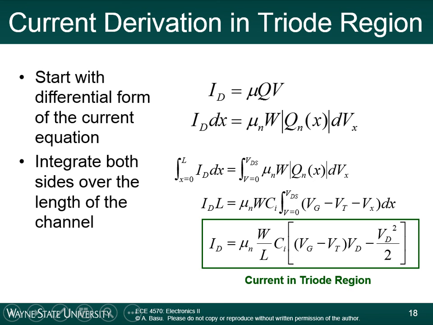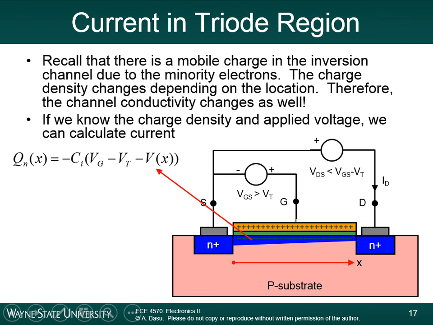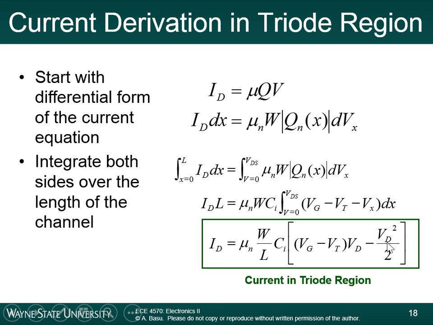But this is in terms of the variable V. V is equal to 0 at the source because the source is connected to 0 volts, and the voltage is equal to VDS, the drain voltage, on the right side of the channel. So that's why the limits of integration are V equals 0 and V equals VDS on the top here. So we integrate both sides of the equation just in terms of different variables.